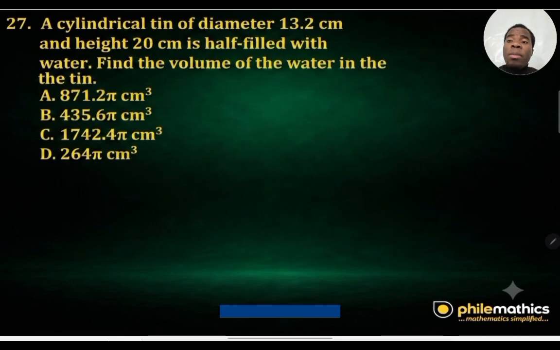In this question, we're meant to calculate the volume of the water in a tin, a cylindrical tin to be precise. Question says a cylindrical tin of diameter 13.2 cm and height 20 cm is half filled with water. Find the volume of the water in the tin. Let's sketch the cylinder.